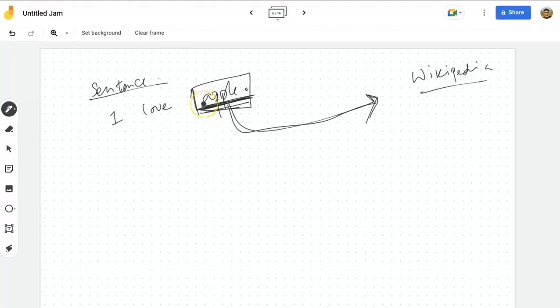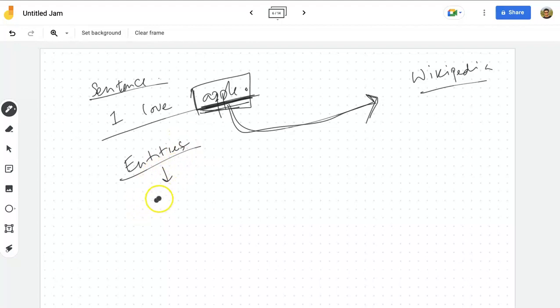But what are the steps to do that? There are multiple steps. First you need to identify in your sentence what the entities are. So first you need to find the entities. What is the next step? The next step is candidate generation.